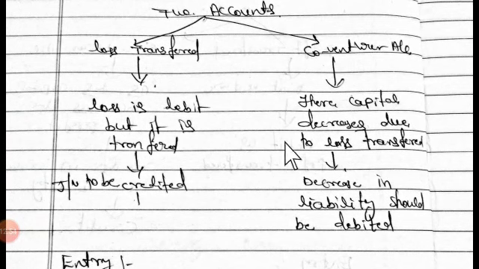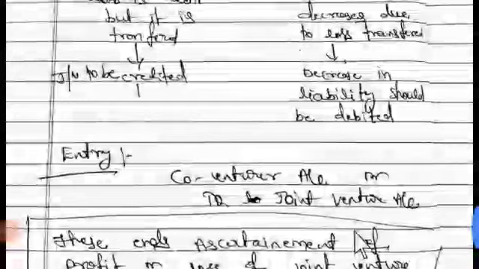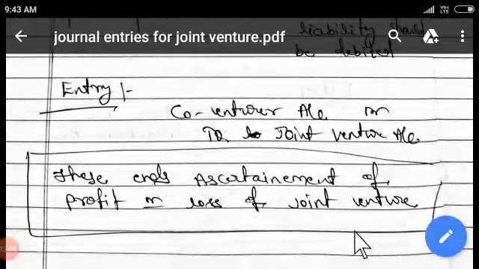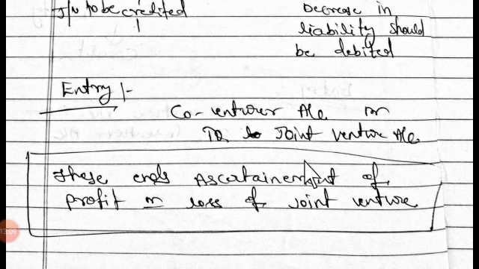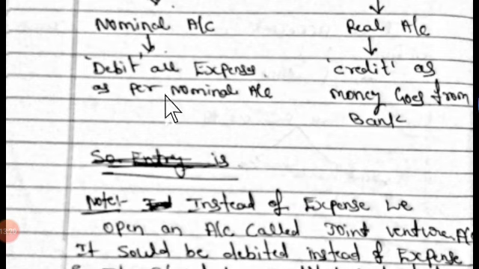So when the loss is transferred to the co-venturer account, the capital will be decreased. If capital decreases, the liability is decreased, so it should be debited. So for recording the loss, the entry is: Co-venturer Account debit to Joint Venture Account. So these are the entries which we have to pass for the joint venture for ascertaining profit or loss. I hope that you have understood all these journal entries.